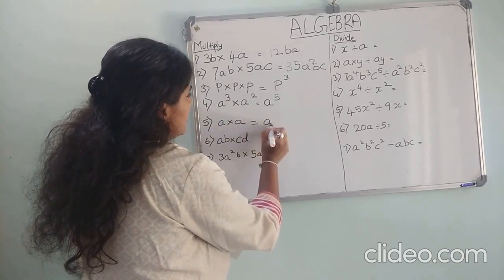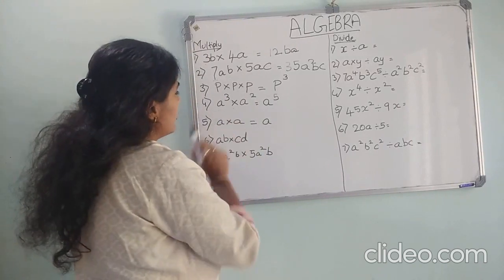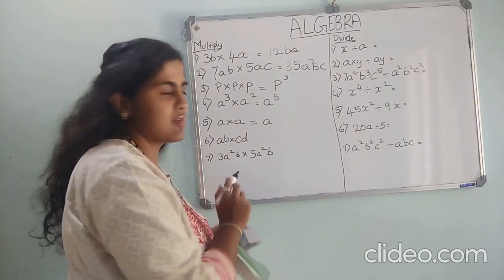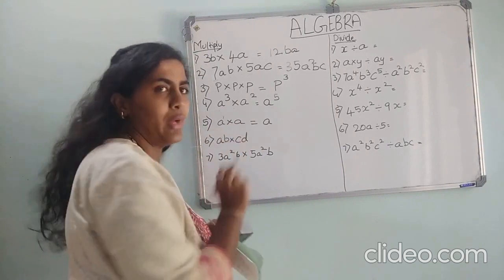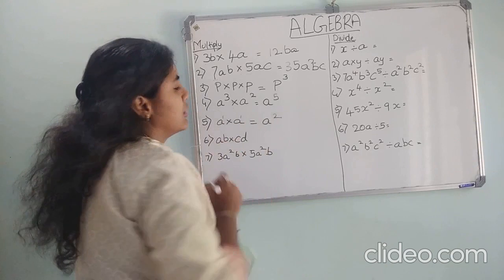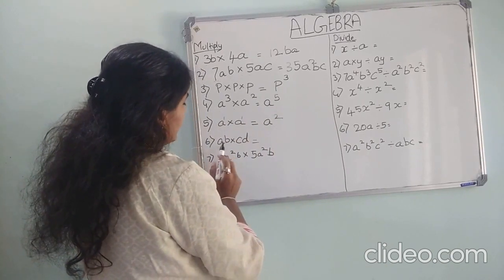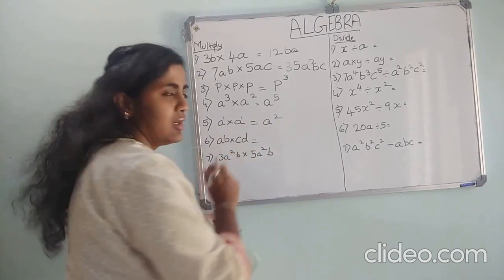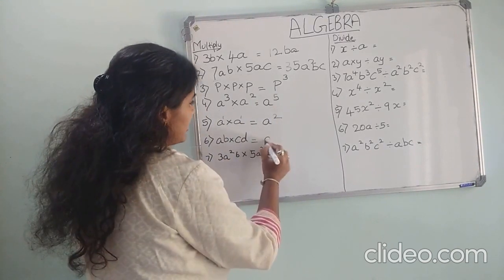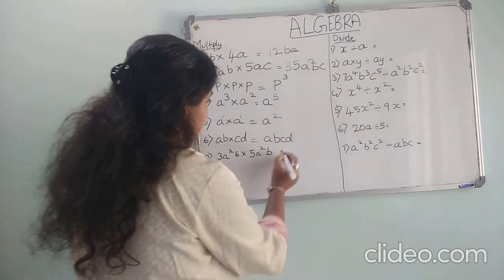Here, when there is no power, see, just A is given, we have to consider the power to be 1. So 1 plus 1 is 2, A square. Here AB into CD. All are different terms, so I will write ABCD as it is.